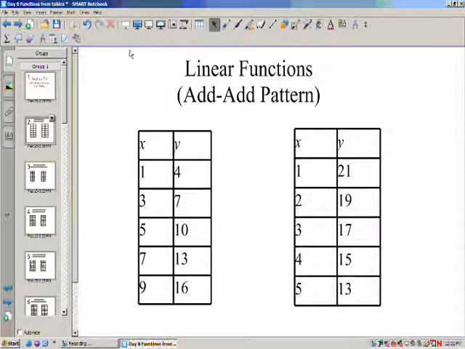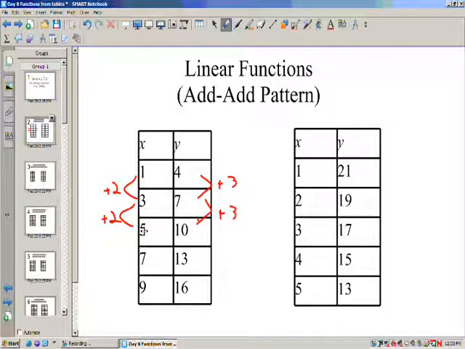Now if we have a linear function, they're going to have an add pattern. So if you look here, if I add 2 each time, I should consistently add the same number. And on this side, I'm adding 3. So for every 3 I go up in y, I'm going to go 2 over in x. And hopefully everybody knows you can find the slope by just dividing those two numbers. So 3 over 2 is going to be our slope.